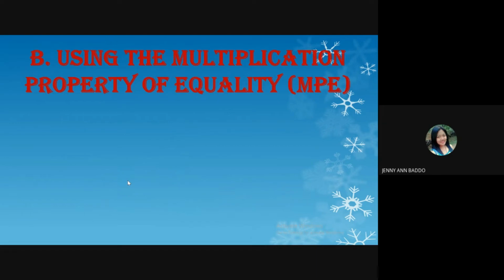Now, aside from the APE, we can also solve linear equations in one variable using the multiplication property of equality, or the MPE. It states that if A equals B, then AC equals BC, or multiplying a number or any value to the left side of the equation, it should also be done to the right side of the equation.